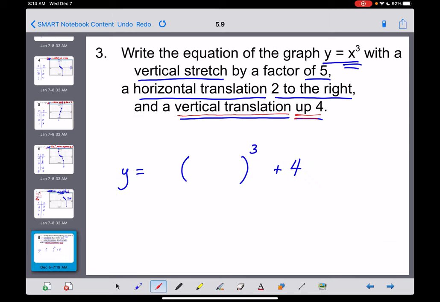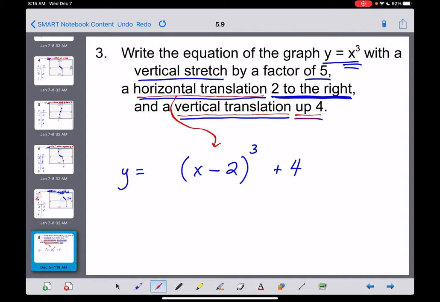The next one I want to focus on, I think, is this one right here, a horizontal translation, and that occurs right here inside the parentheses, where we take an x here, guys, and then we either add or subtract a number to that x or from that x. And 2 to the right, everybody. Remember, horizontal translations are kind of opposite. Moving to the right means we're actually going to subtract 2 units from that. So we have x minus 2, quantity cubed, and then a +4.